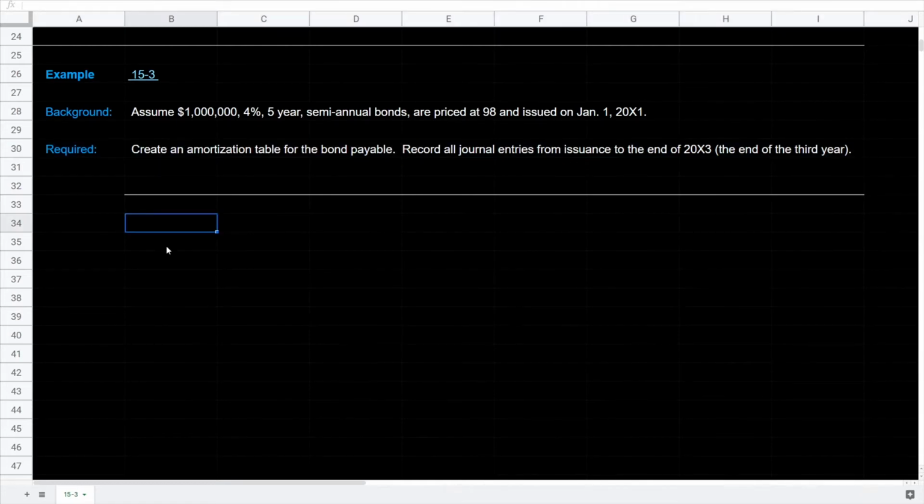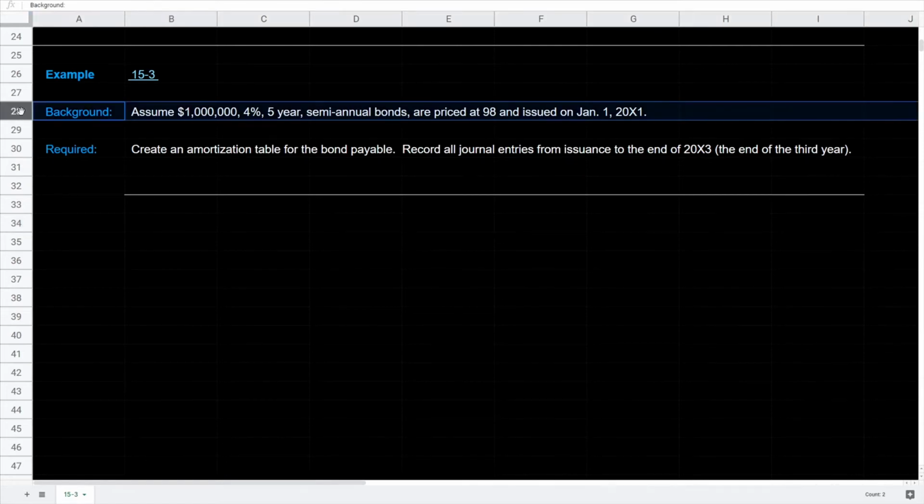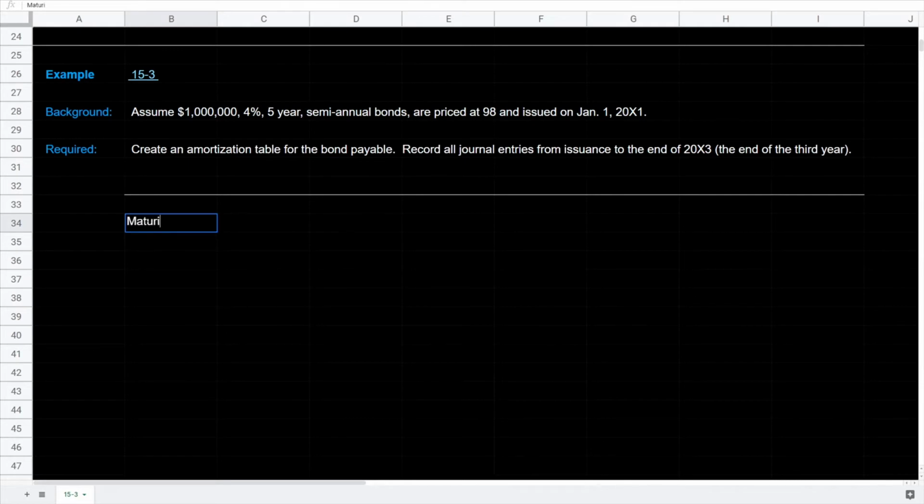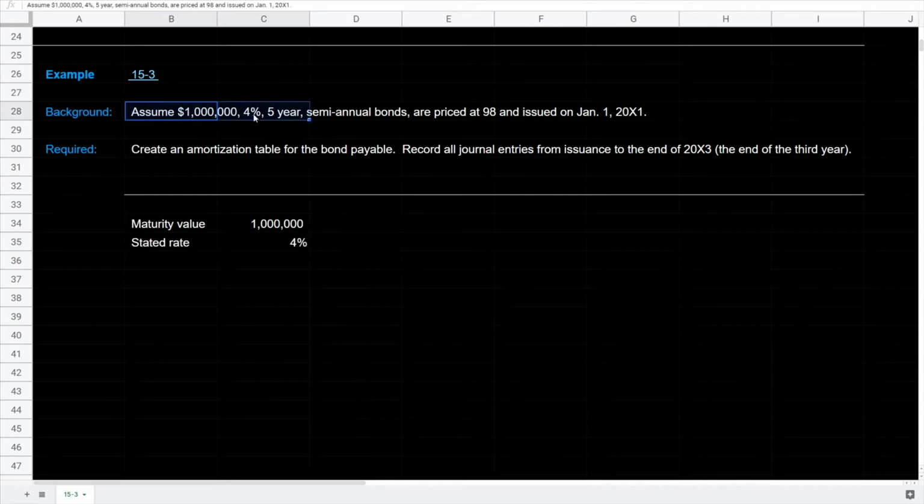Before we address the required, let's make sure that we understand the background sentence that describes the bonds that are issued. The maturity value is $1 million. The stated rate of interest is 4%, which we can see here, a 1 million 4%. The number of periods: these bonds are 5-year semi-annual bonds, so that will be 5 years and 2 periods a year, for a total of 10 periods.